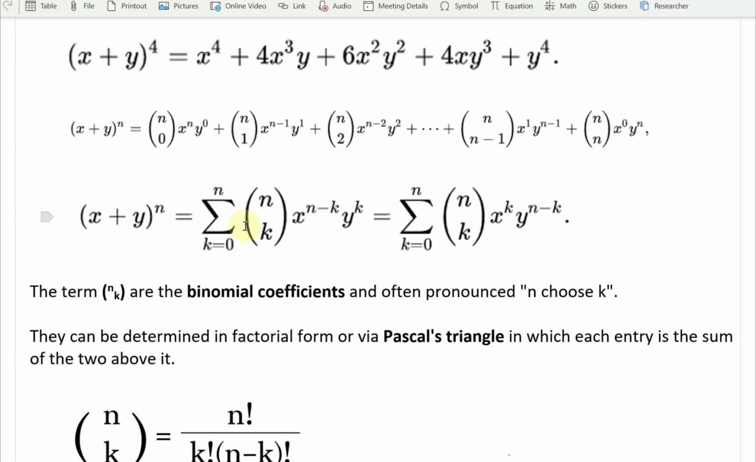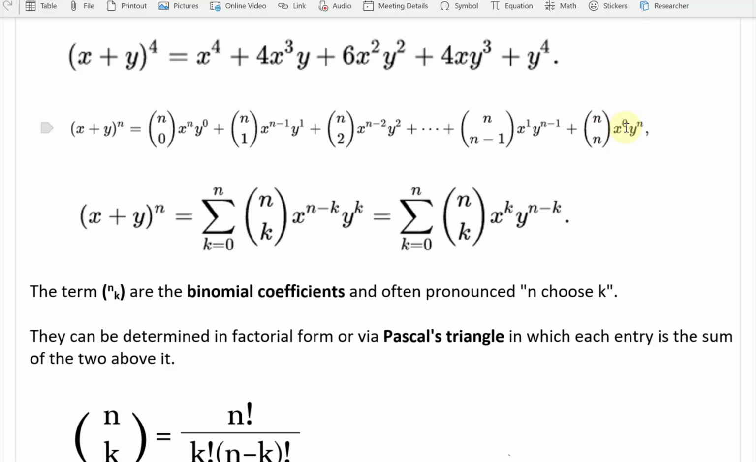So this means that when k is 0, this is y to the power 0. But then when k is 0, n minus 0 is just n, so that's this part. But you could also reverse these. You could go x power of k times y to the power of n minus k. Because then in this case you just start from this side.